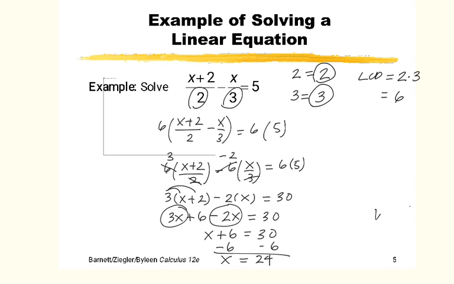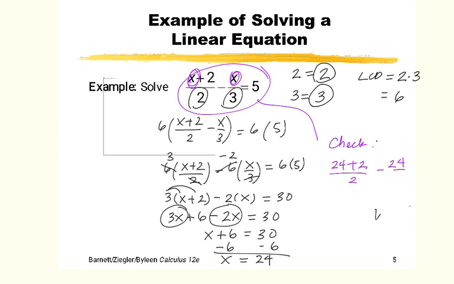Okay, if I want to check this, I can take 24 and go in and replace all the values of x with 24. And if it gives me a true statement, then I know this is a solution. Okay, so I'm going to take this equation here and check. Since I know that x equals 24, I should be able to replace all of my values of x with 24. So I have 24 plus 2 divided by 2 minus 24 divided by 3 equals 5.